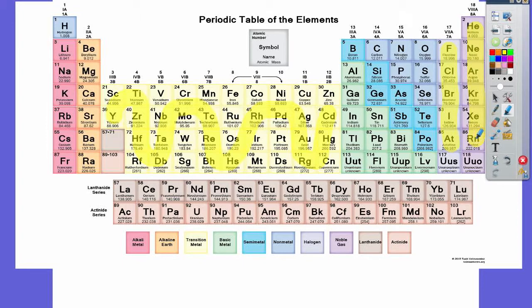The compounds of transition metals are usually bright colored and often used to color paints. Some transition metals you might be familiar with are gold, silver, copper, zinc, tin, and nickel.